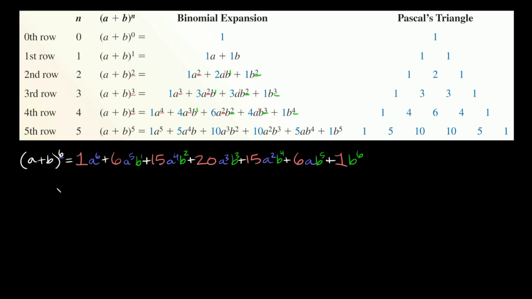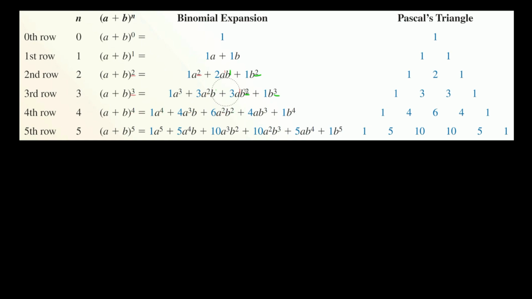Okay, so that's how you would derive your own binomial expansion if you had something that's not listed on this table. Now let's go over an example.